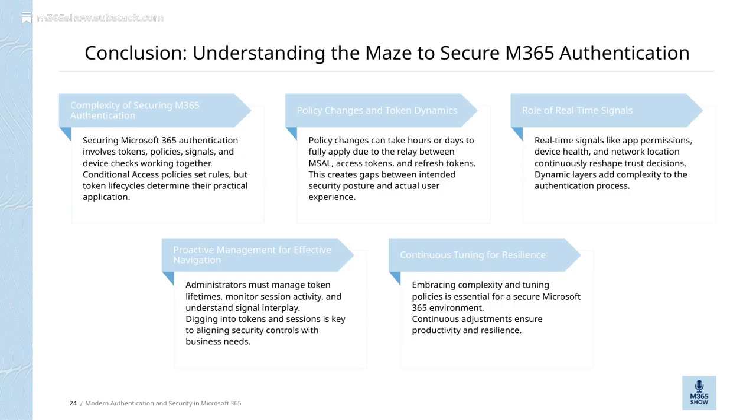However, we should be aware that policy changes don't happen instantly. Due to the way MSAL and tokens work, it can take hours or even days for these changes to fully apply, which can create gaps between our intended security posture and what users actually experience. Securing Microsoft 365 authentication isn't just about setting policies. It's about understanding how tokens, policies, signals, and device checks all work together. Conditional access policies set the rules, but the real magic, or challenge, lies in how token lifecycles impact their practical application. In the end, navigating this complexity is vital.